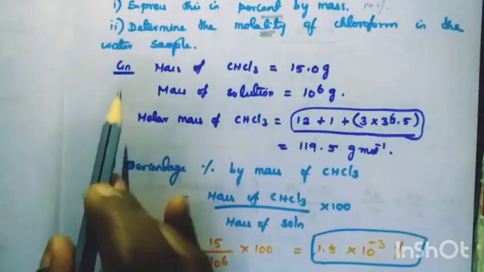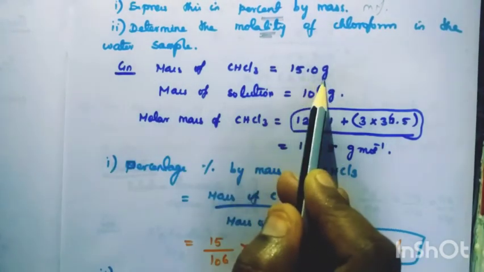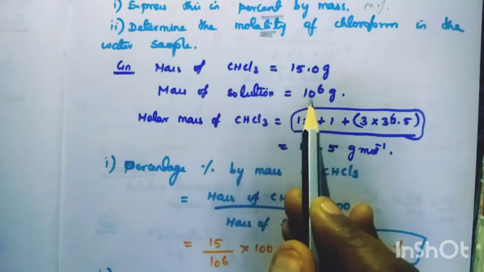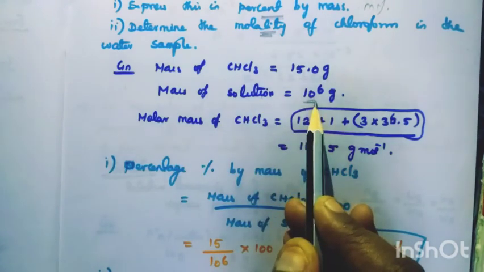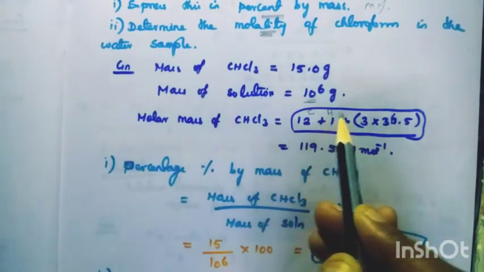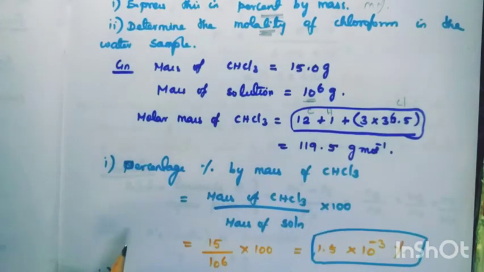First let's write the given. Mass of the chloroform 15 gram. Mass of the solution, million, 10 power 6 gram. That is ppm, no? So molar mass of CHCl3. So what is the first one we have to calculate?